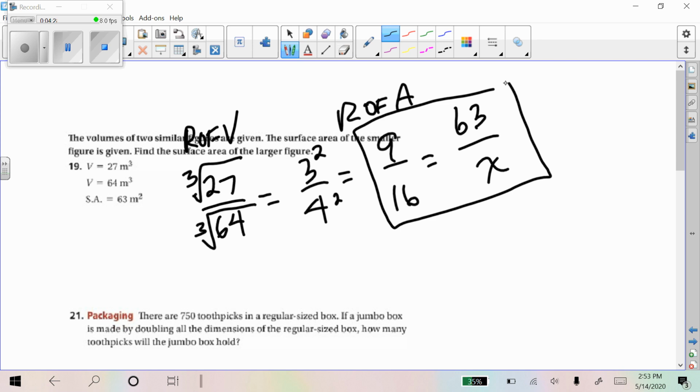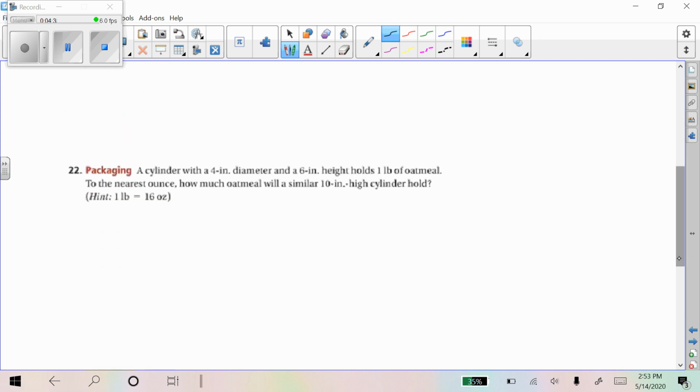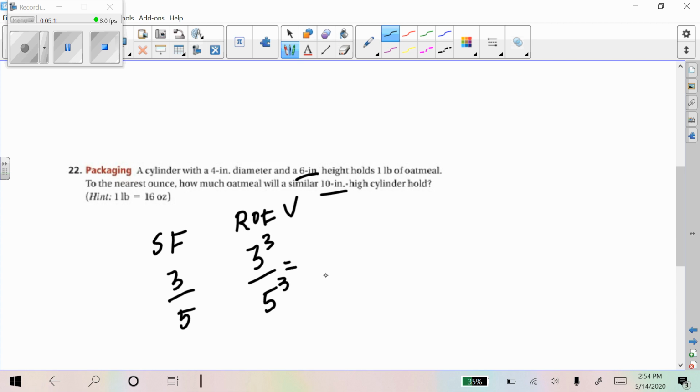All right, and number 22 seemed to be a problem. It says a cylinder with 4-inch diameter and 6-inch height holds a pound of oatmeal. How much oatmeal will a similar 10-inch high cylinder hold? So the scale factor would be the height to the height, which would be 6/10 or 3/5. Now, when we are filling it with oatmeal, we're talking about the ratio of the volumes. And we need to cube those numbers to get the ratio of the volumes. So that would be 3 cubed over 5 cubed, which is 27 over 125.